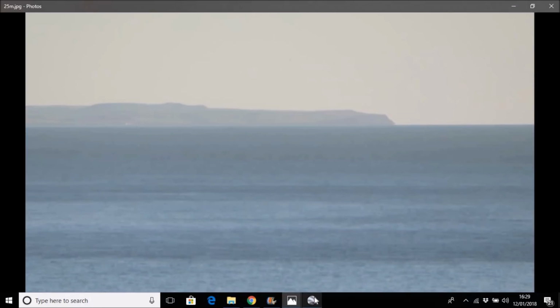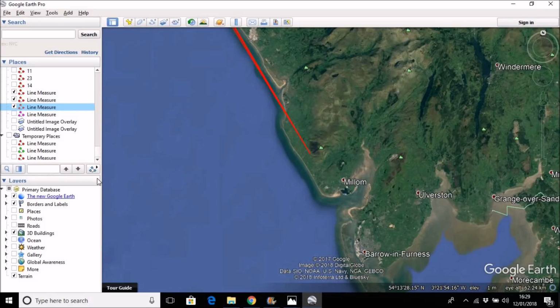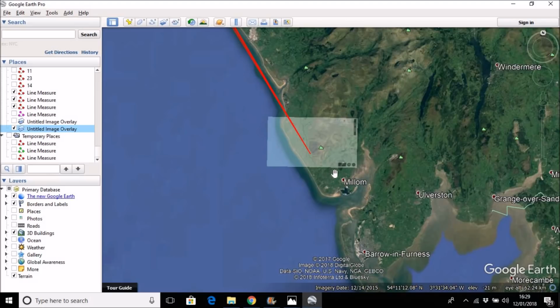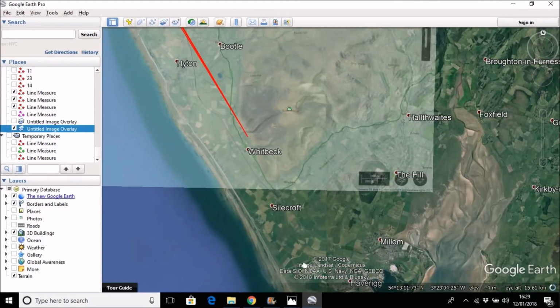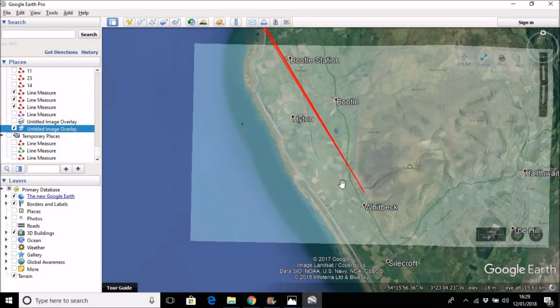So what can we find out about the elevation here? Well, I do have an overlay of an Ordnance Survey map for this area, and again I've taken some trouble to line it up. You can see the railway line here.